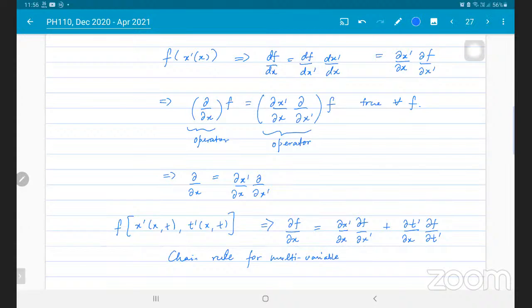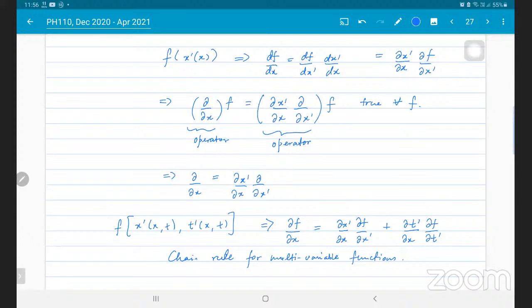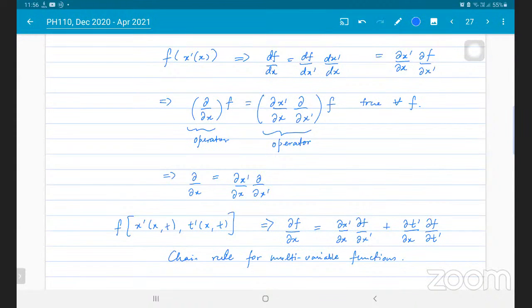Can you explain that function and its partial derivative once again? I had a confusion that df by dx equals dx prime by dx into something. So after cancelling the dx prime and dx prime, and dt prime and dt prime, we get df by dx.